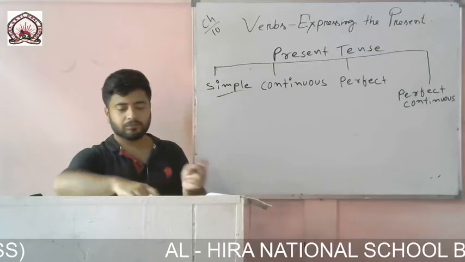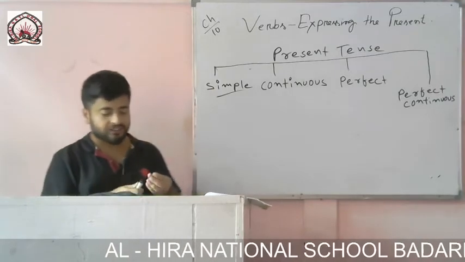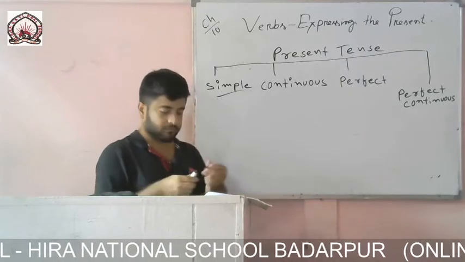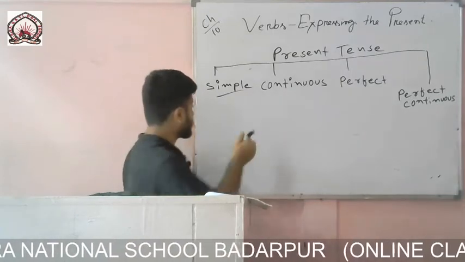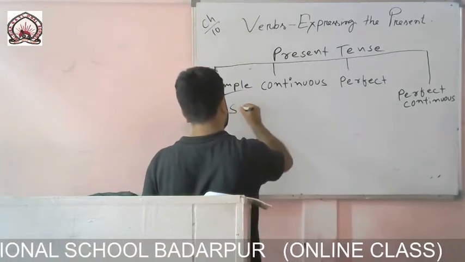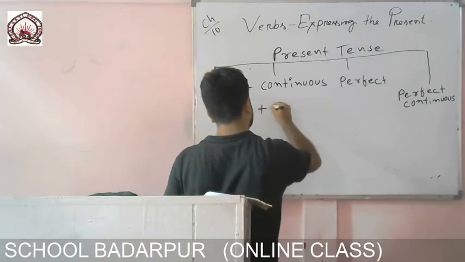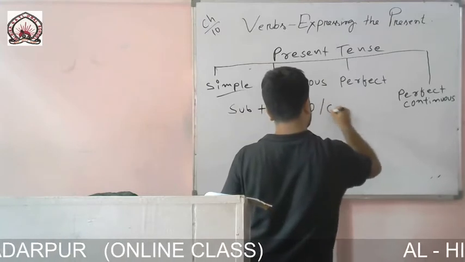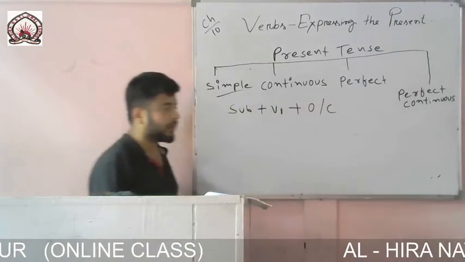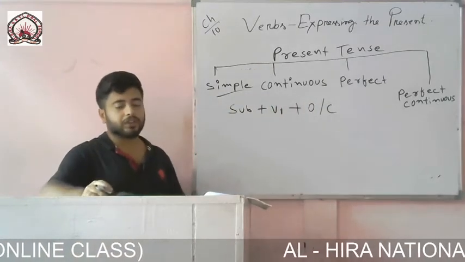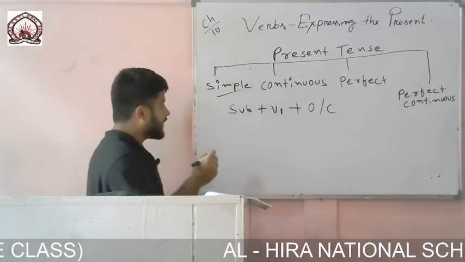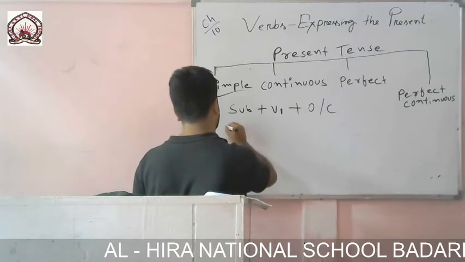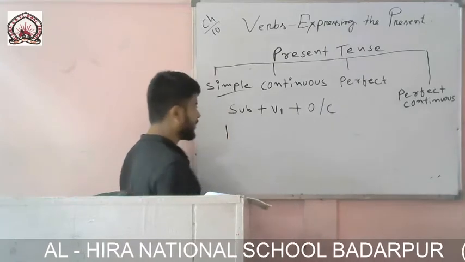Now, what is the formation of simple present? Formation of simple present: subject plus verb 1 plus object or complement. Now if I write a sentence, any subject you want, you can write. Here I am writing I.